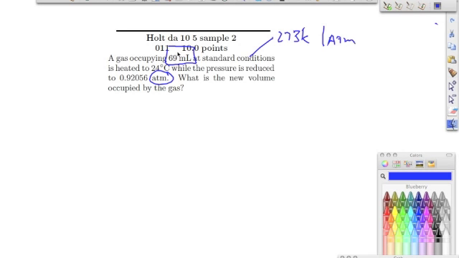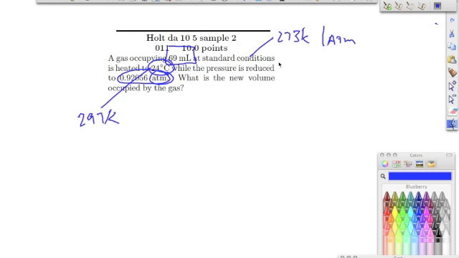Okay, and it says that that gas is heated, so it heats up to 24 degrees Celsius. Now remember, we have to change that into Kelvin, so we're going to go ahead and add 273 to it, and we get this temperature, which is 24 degrees Celsius, is now going to be 297 Kelvin. Okay, and it says, so it's heated up to 297 Kelvin, while the pressure is reduced to, so we have a new pressure right here. It says, what is the new volume occupied by the gas?